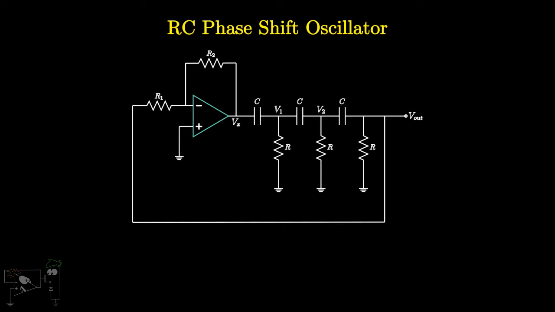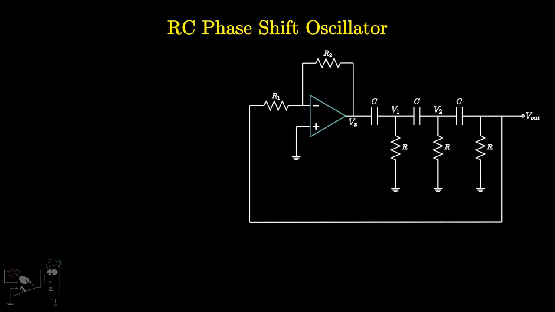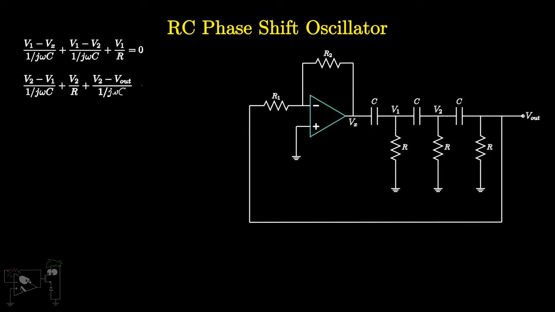We need to find the beta of this feedback network. That means we need to find a relation between Vout and Vx. Writing a KCL at V1, we get (V1 minus Vx) upon 1 by j omega C plus (V1 minus V2) upon 1 by j omega C plus V1 upon R equals 0. Writing a KCL at V2, we get (V2 minus V1) upon 1 by j omega C plus V2 upon R plus (V2 minus Vout) upon 1 by j omega C equals 0.